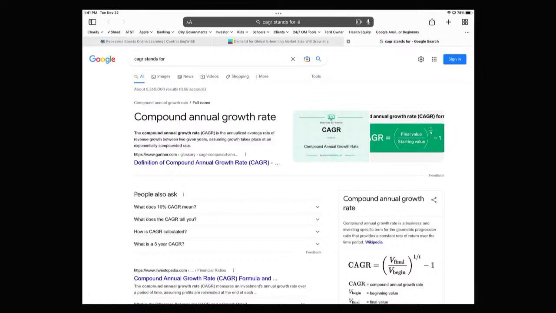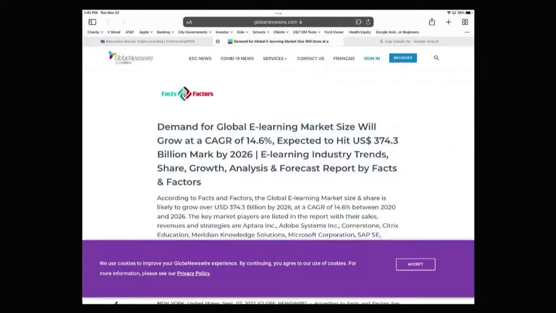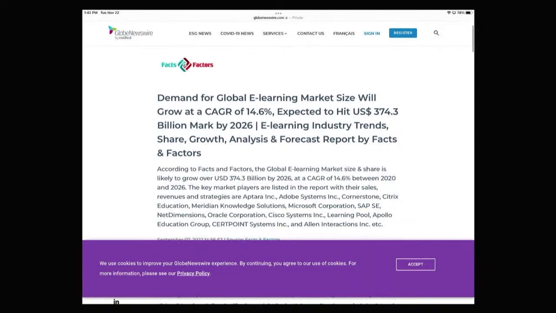The compound annual growth rate, CAGR, is the annualized average rate of growth of revenue between two given years, assuming growth takes place at an exponential compounded rate. So we're expecting to grow at a 14.6% compound annual growth rate. Expect to hit at least the 374.3 billion mark by 2026. Guys, we're almost at 2023 now, so pretty soon we're going to be almost there.